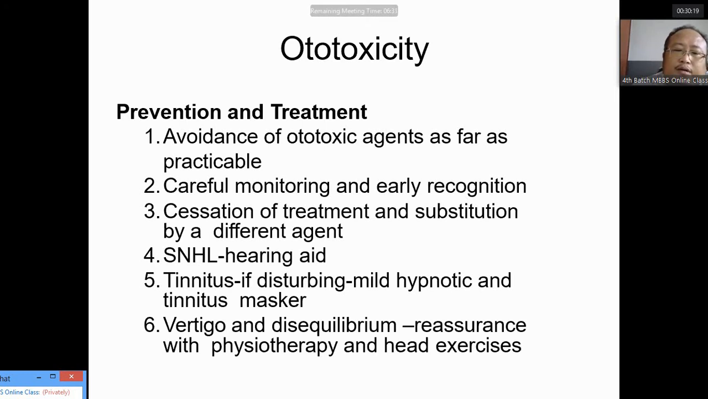For the permanent loss, a hearing aid is the choice for rehabilitation of the sensorineural hearing loss. Tinnitus, if mild, is nothing to worry about, but if the patient feels disturbed, a tinnitus masker or hypnotic drugs might be used. For the vestibular disturbance, physiotherapy and vestibular rehabilitation exercises are well tolerated.